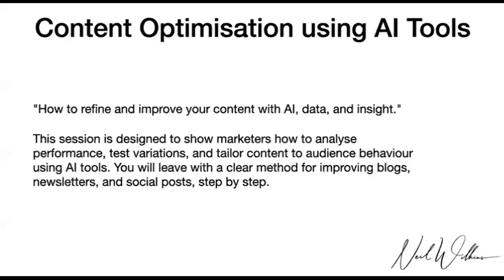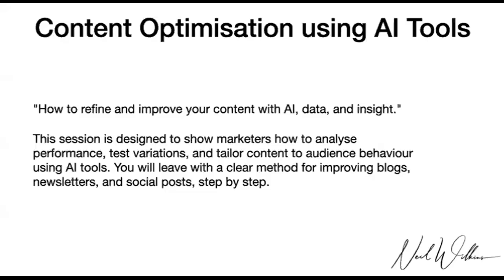So what we're going to talk about here is how to analyze performance of your content, how to test different variations because you might want to get a slightly different flavor and see how that performs versus another one. We're going to tailor content to audience behavior so that we can actually get some performance results coming through the other end, because otherwise it's just content. And if it doesn't lead anywhere, then obviously there's pretty much no point doing it.